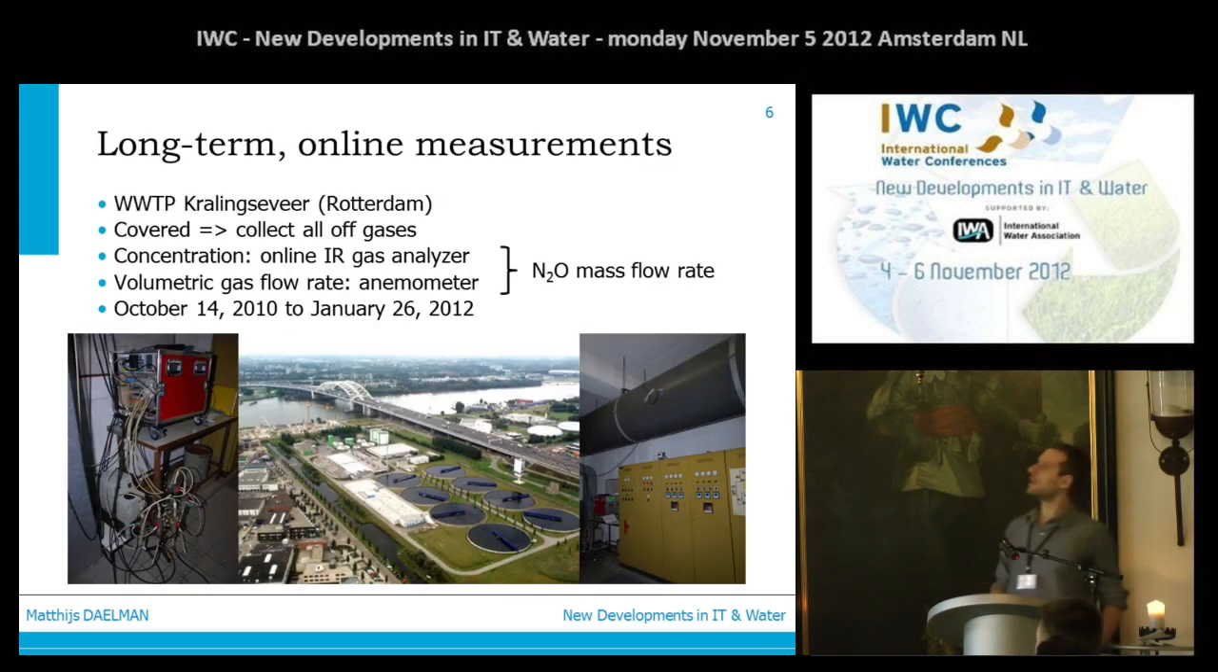I will briefly explain how we obtained this data set. Over here you can see the wastewater treatment plant of Kralingse-Veer. It's near Rotterdam, and it's completely covered. So we were able to sample the entire off-gases coming from this plant. We did this for about 18 months, so it's almost 1.5 years. For the concentration of nitrous oxide, we used an online infrared gas analyzer, and we measured the volumetric gas flow rate using an anemometer. So we are able to come up with the nitrous oxide mass flow rate coming out of this plant.